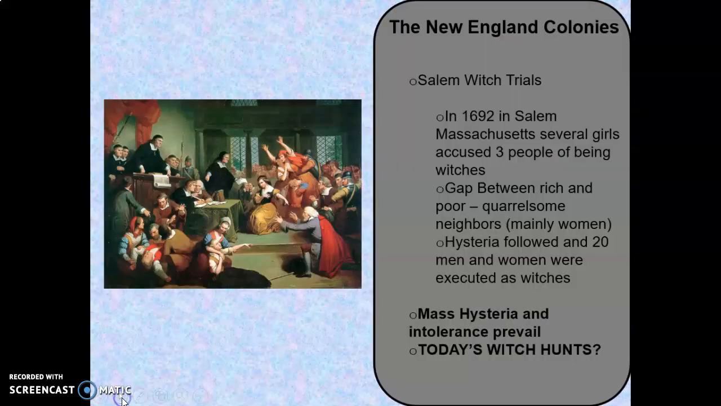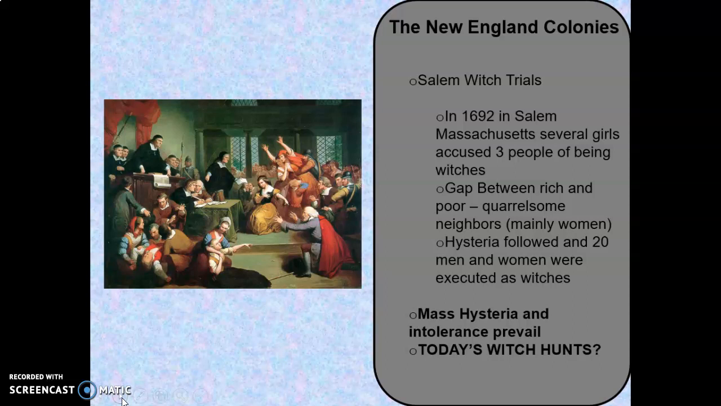So the Salem witch trials in 1692, Salem, Massachusetts. Several girls were accused of being witches. A West African lady, a servant, out in the woods teaching the girls African dances, and of course people saw it and thought they were witches. But what this really shows is the gap between rich and poor.